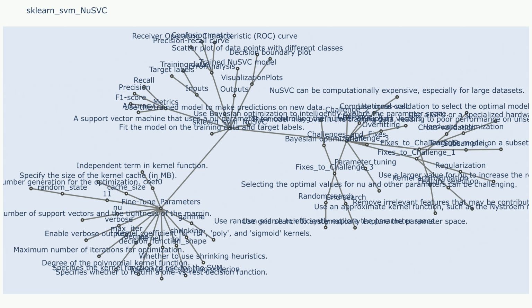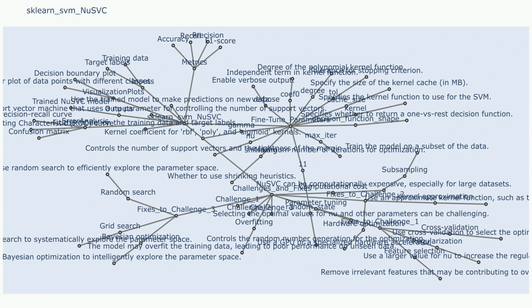Visualization plots. Decision boundary plot visualizes the decision boundary of the trained NuSVC model, showing the separation between different classes. Scatter plot with support vectors visualizes the data points and highlights the support vectors used by the model.